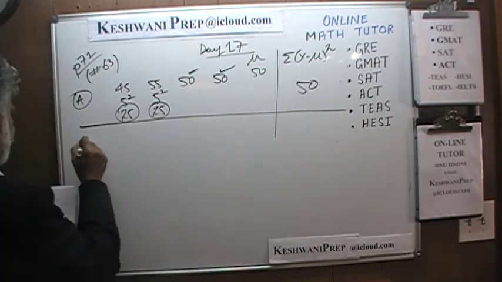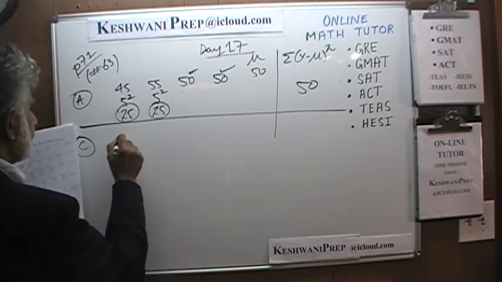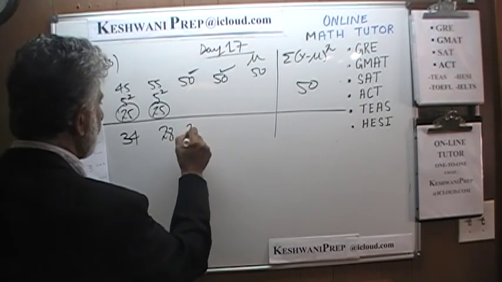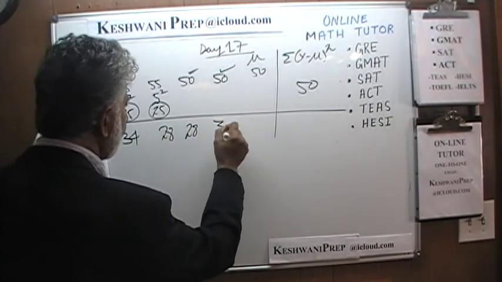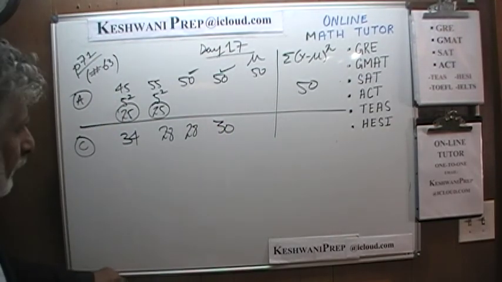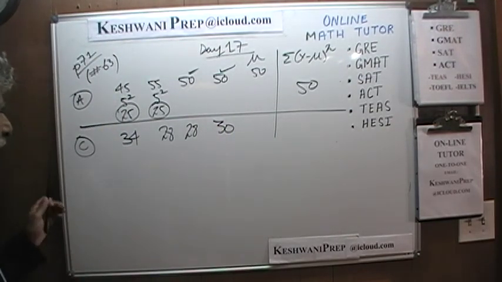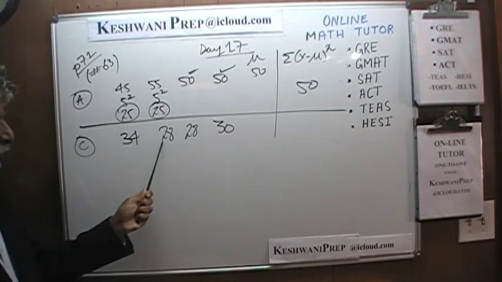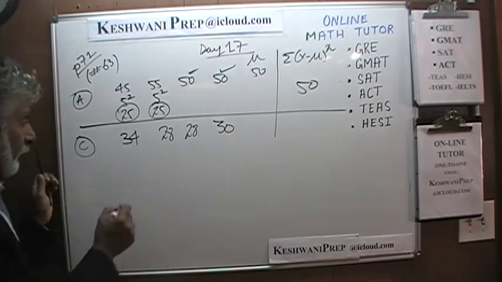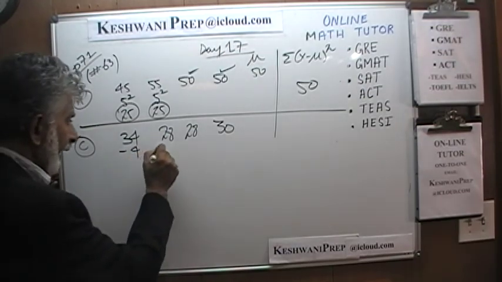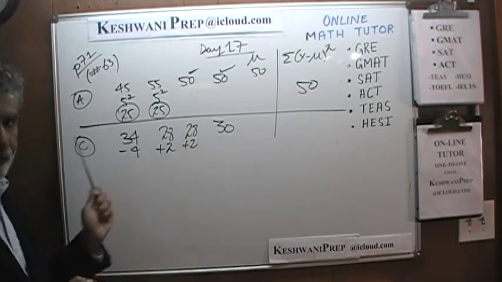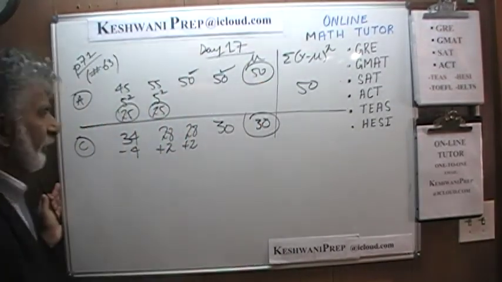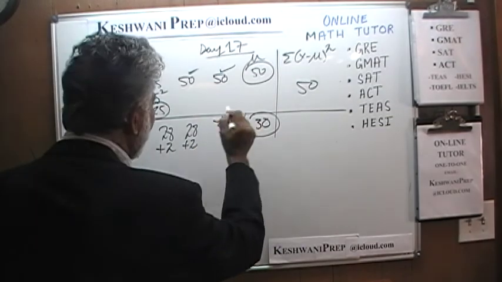Let's look at C. C says 34, 28, 28, and 30. Again, let's first figure out the mean before we talk about it. This is 30, this is 28, this is 28. This is 2 away from 30, this is 2 away from 30, and this is 4 more than 30. Which means if you were to take a 4 from this guy and give 2 to this and 2 to this guy, they all become 30. The mu here is 30. Let's circle this thing so that we know this is the average. And this is exactly at the mean.